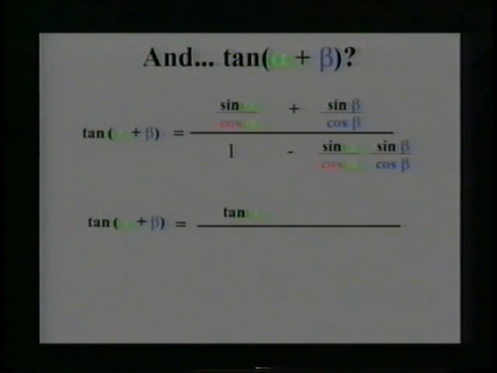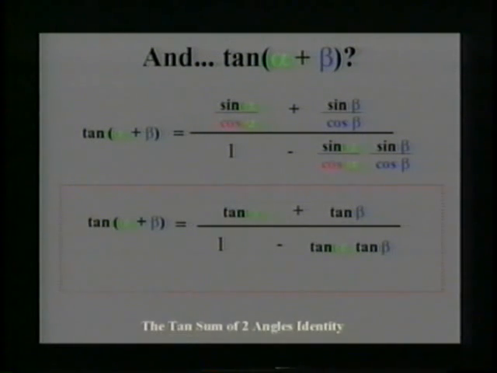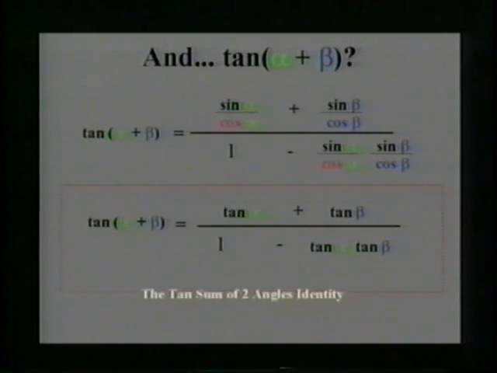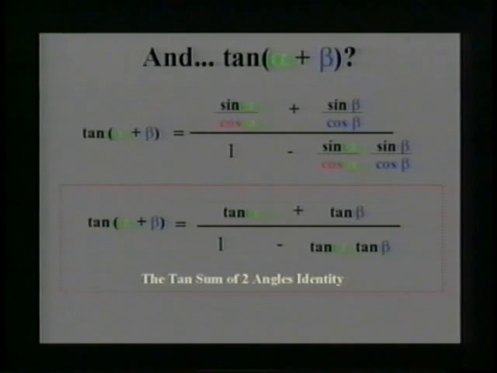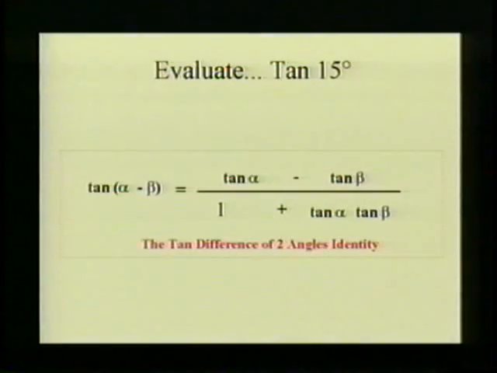Okay. We can replace backward just like we just did. This will become tan of alpha. This will become tan of beta. 1's your old buddy. This will become, once again, tan of alpha and tan of beta. And that is your tan sum of two angles identity. Okay? And what can we use that for? Let's get some problems. Evaluate the tan of 15.